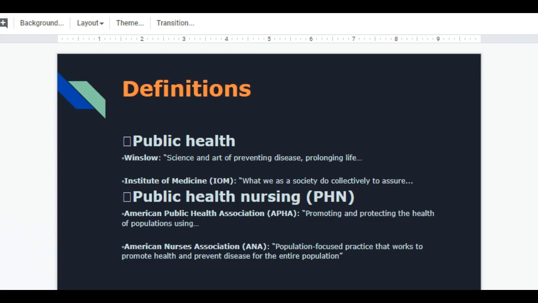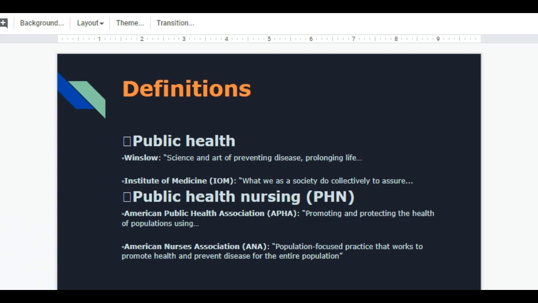So let's move on and talk about some definitions of public health. C.E.A. Winslow's definition says that public health is the science and art of preventing disease, prolonging life, and promoting health and efficiency through organized community effort. The Institute of Medicine says public health is what we do as a society collectively to assure the conditions in which people can be healthy.